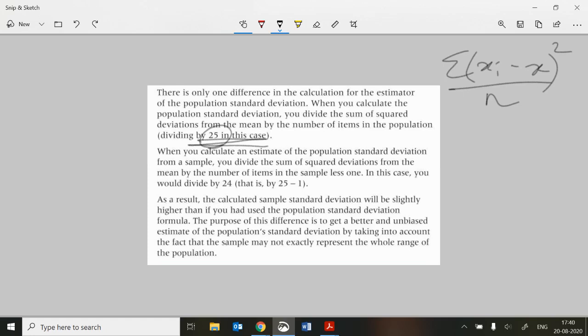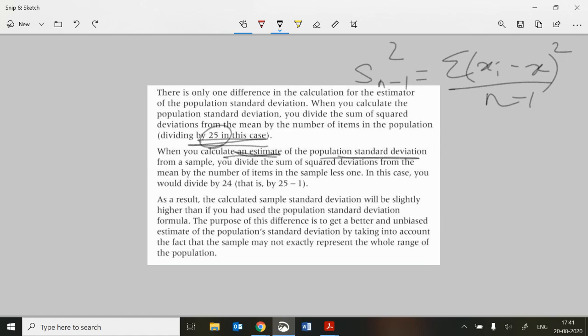Now, if instead we're calculating an estimate for the population standard deviation, we need to divide by one fewer. We need to divide by n minus 1. Sorry, we're not going to call that sigma anymore. We're going to call this Sn minus 1. Some people will call this sigma n minus 1, and I think on the calculator it calls it Sn minus 1 squared. That's still the square of the standard deviation, but it's just saying we're going to use n minus 1.